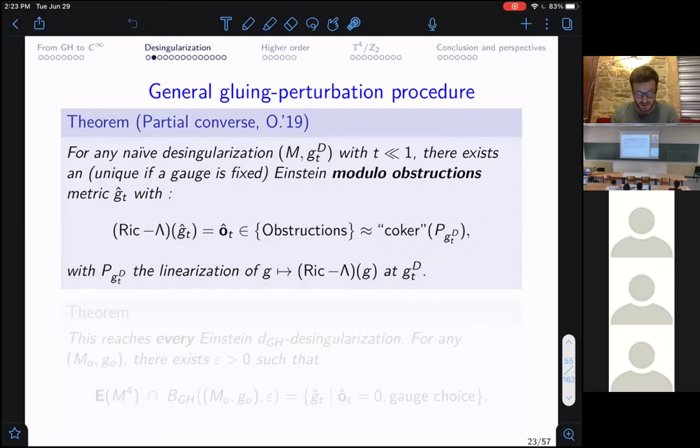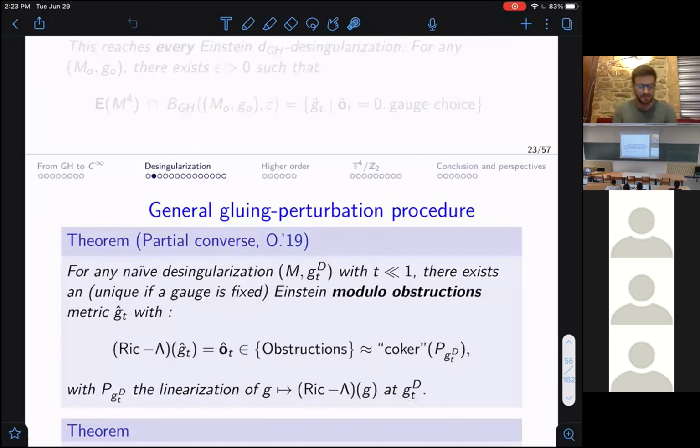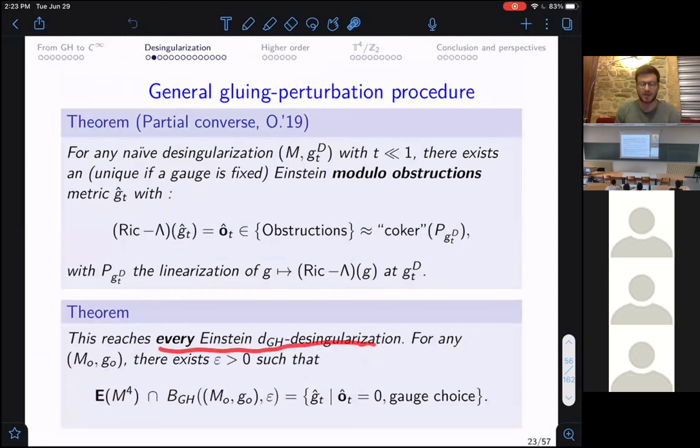So that's quite typical. If you are not surjective, then you cannot solve your equation, and that's exactly what's happening here. So at this point, we are not really happy. We have not constructed Einstein metrics, and no one should care about these metrics. They are not geometrically motivated or anything like this. They just come from an analysis problem, and at this point, we do not really care about them, but what makes them interesting is that they reach every single Einstein desingularization.